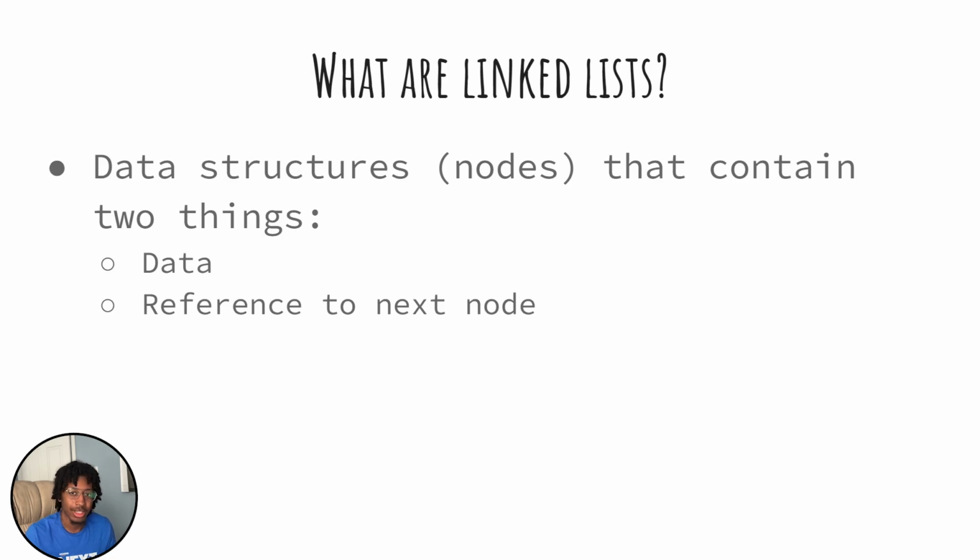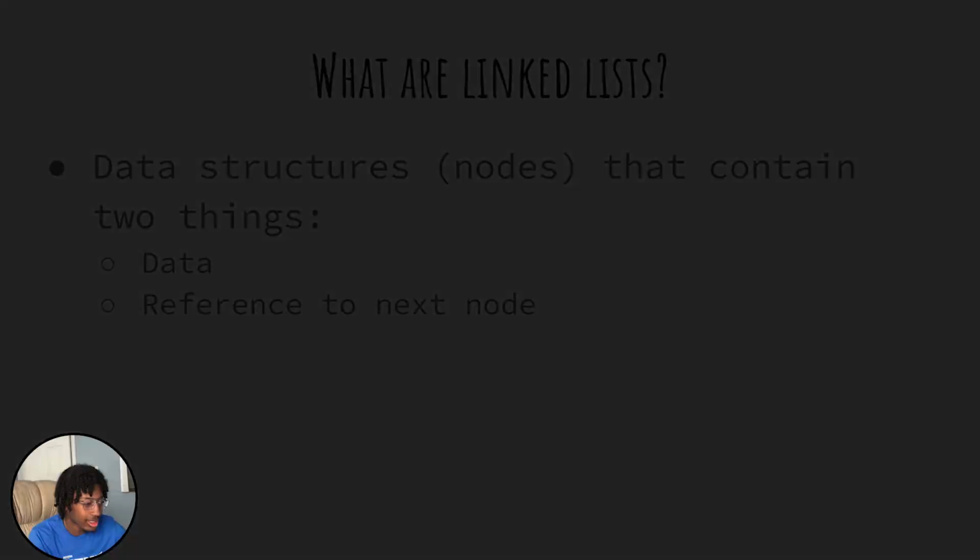So what are linked lists? Well, we can imagine a linked list as a data structure, or a node as we call it, which contains two things. It contains data. This data could be anything. It could be an int, it could be a string, a double, whatever data type you could think of. And also it contains a reference to the next node. Okay, so a piece of data, and a reference to the next node. So that's why it's a linked list, right? We have a node, it points to the next node. We have this node, it points to the next node, okay? They're linked together, all right?